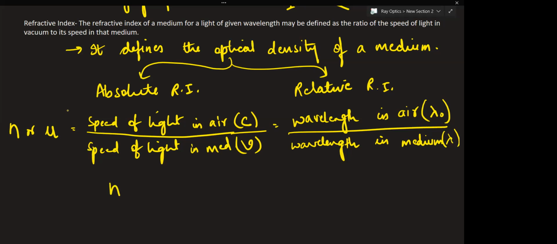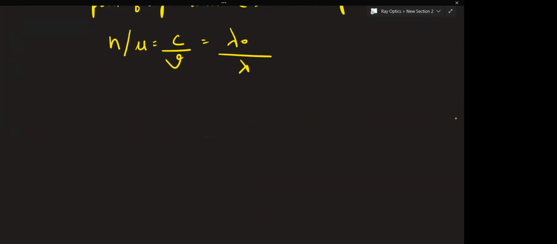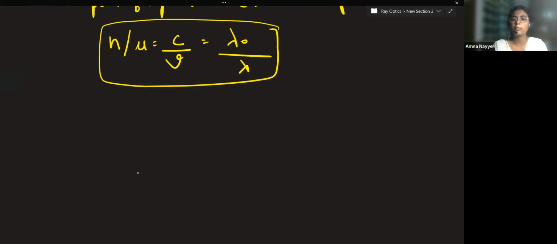So we can write n or mu as what? C divided by V or lambda naught divided by lambda. That becomes the formula for refractive index. This is the lambda naught by lambda.